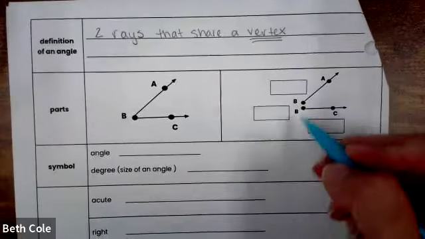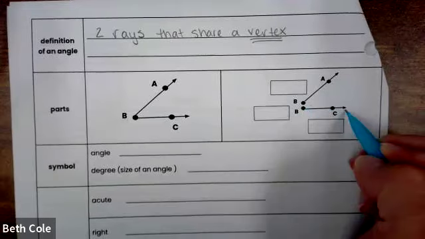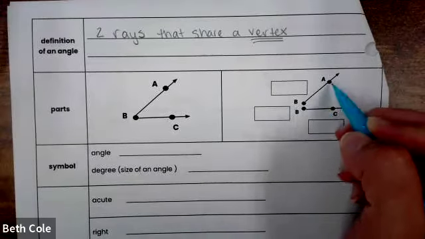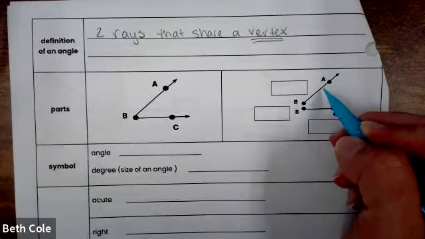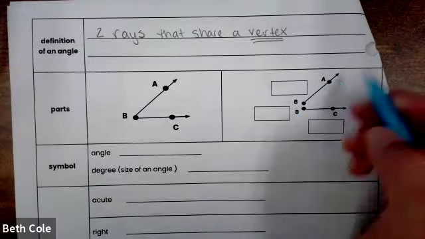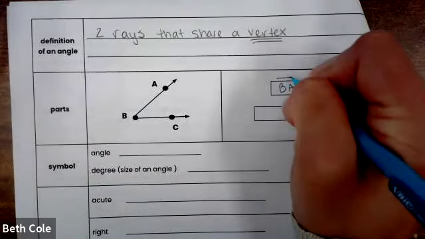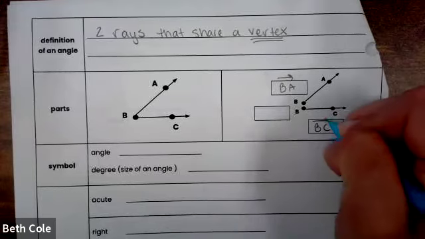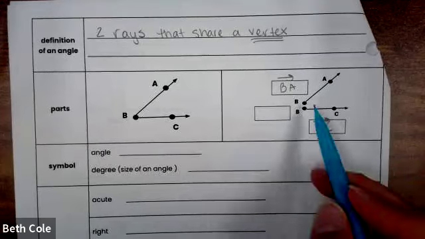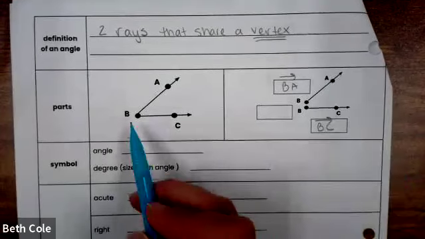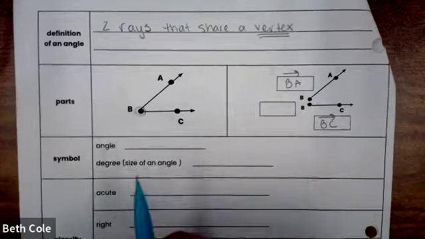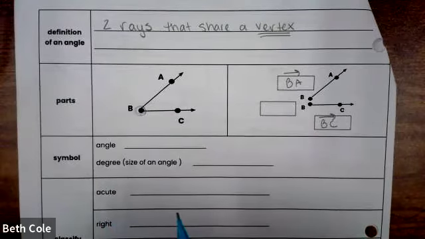So if they were separated like this, two separate rays, which letter would you have to start with to name this ray? Would it be BA or AB? BA, good. And then this one would be BC. But if you connect them together and they meet at B, this is your vertex point. So the center one.